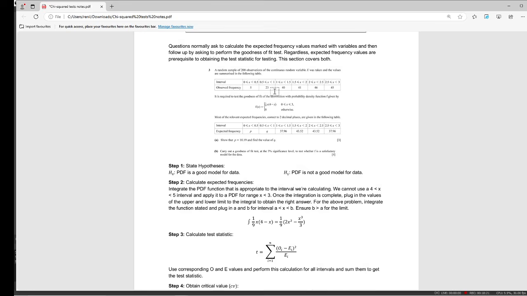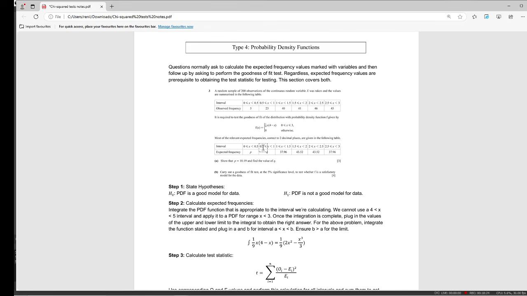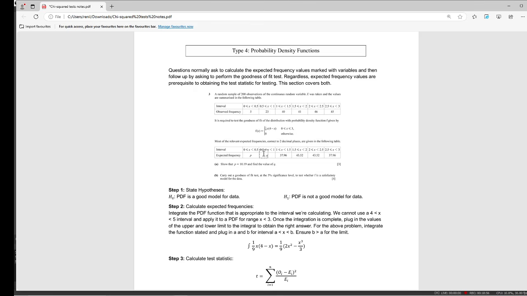Questions normally ask us to calculate the expected frequency values first, in this case P and Q, and then they normally mark with variables as shown over here. And these expected values are basically prerequisite to the next question, because you need those two values so that you can perform the goodness of fit test. Otherwise you're going to lose 7 marks, so it's quite expensive. So this page itself would cover both, because expected values are essential to calculate the test statistic and therefore conclude.